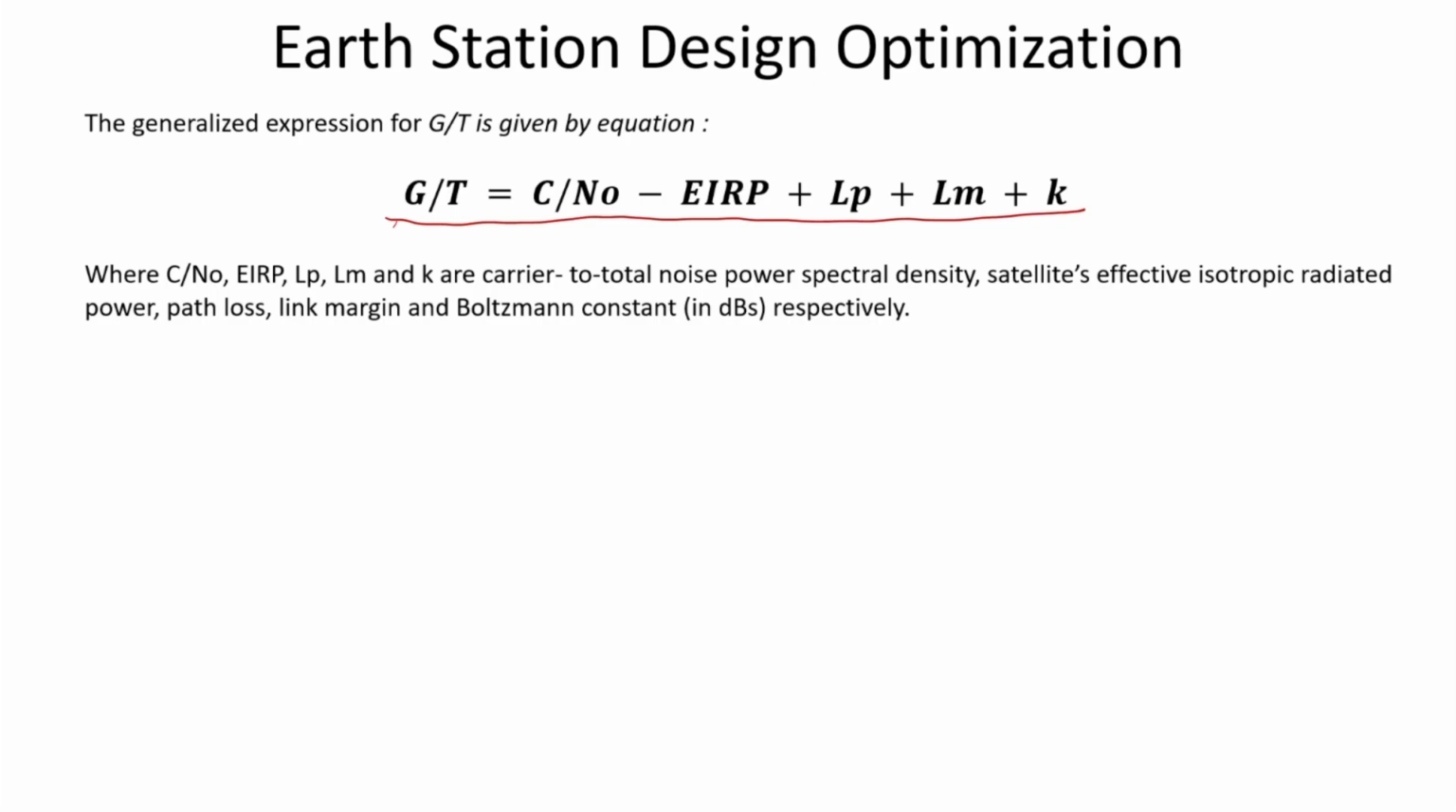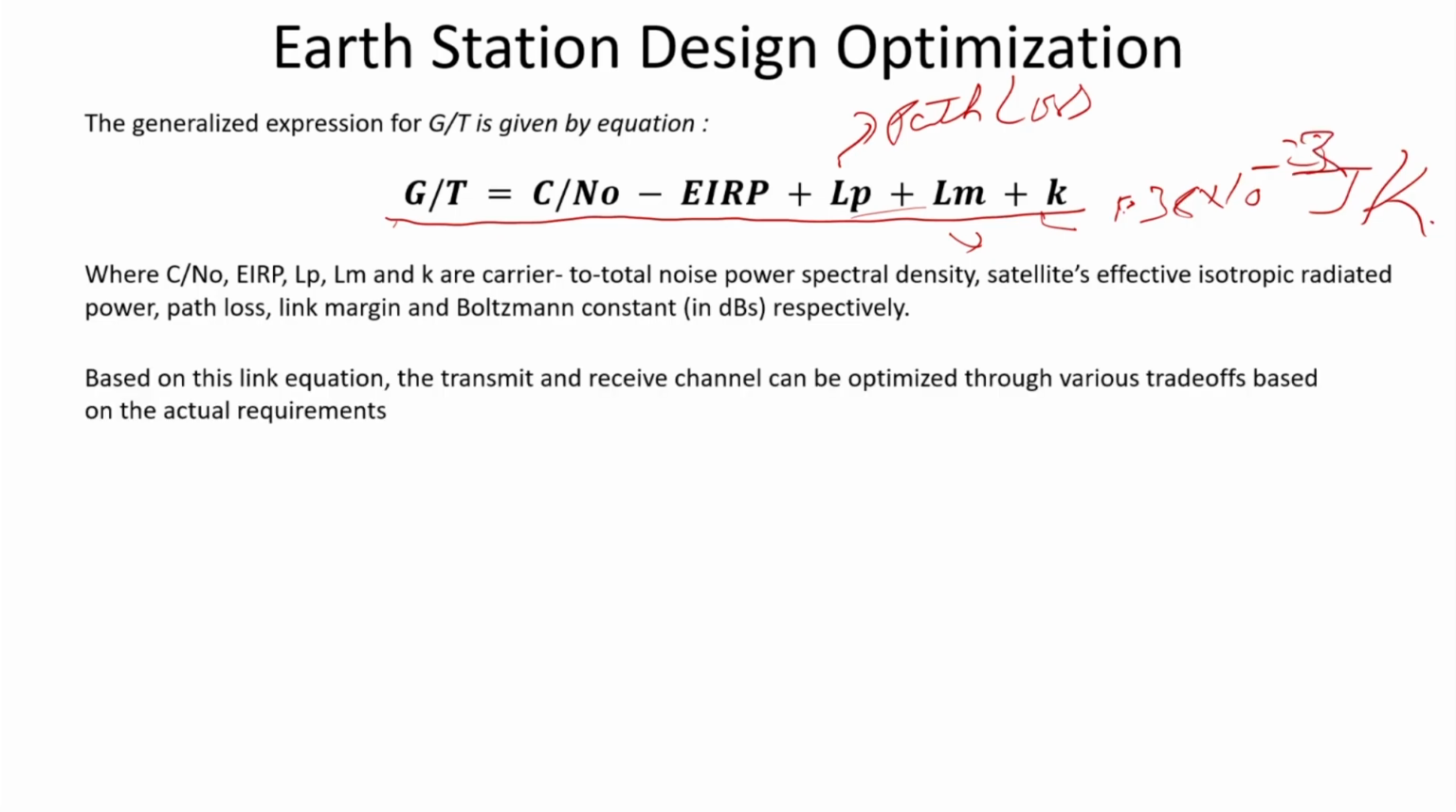So, what are the figures here? This C by N0 is the carrier to total noise power per unit bandwidth, that is, the spectral density. Then EIRP I already said is the equivalent isotropically radiated power, LP is the path loss, and LM is the link margin. K is the Boltzmann constant, 1.38 into 10 to the minus 23 joule per Kelvin.